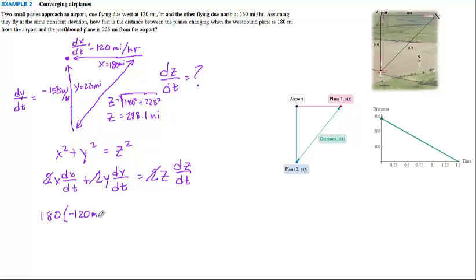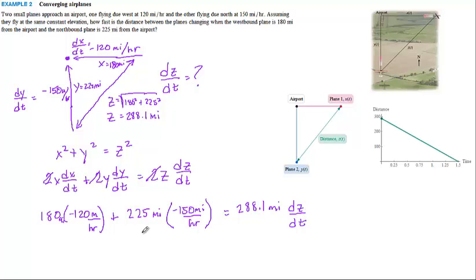And we can put in units, if you will. This 180 is in miles, plus the y is 225 miles times the 150 per hour, equals the z we calculated to be 288.1 miles, and the dz over dt, that's what we want to know.